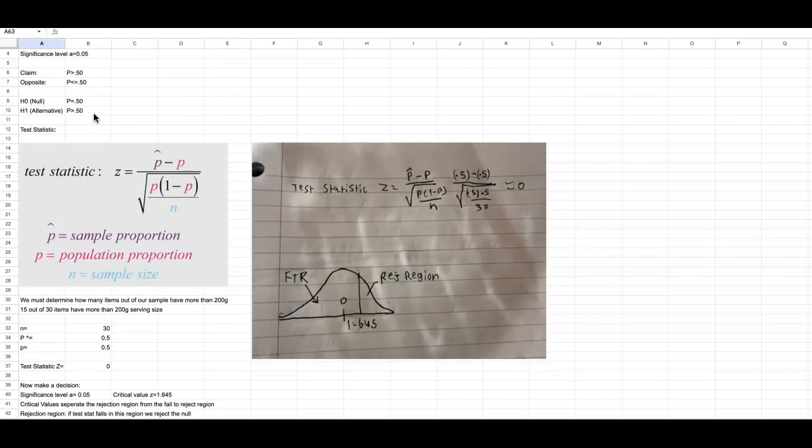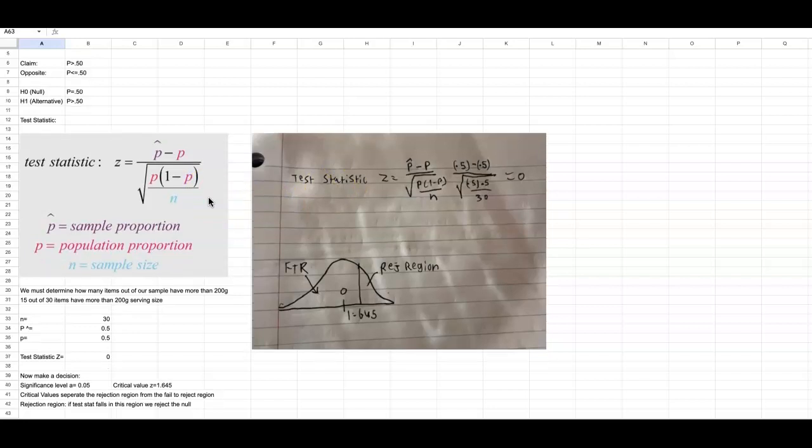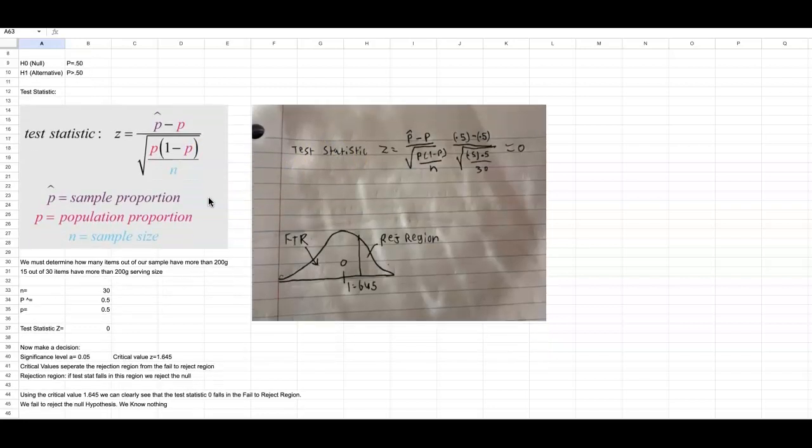Then we have to find our test statistic. And we plug in those numbers, and 0.5, which is our sample proportion, minus 0.5, which is our population proportion, is 0. So 0 out of anything is 0. So our test statistic is 0.